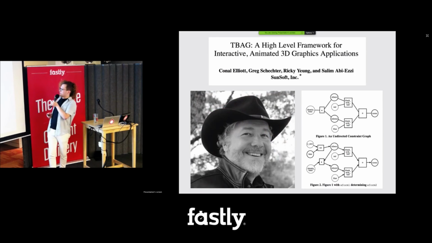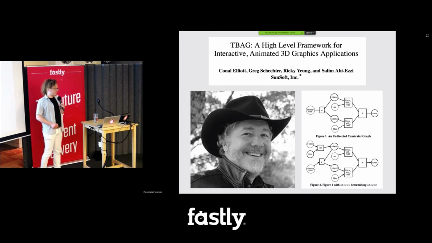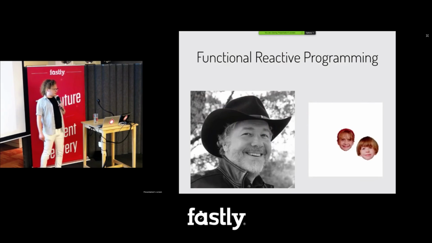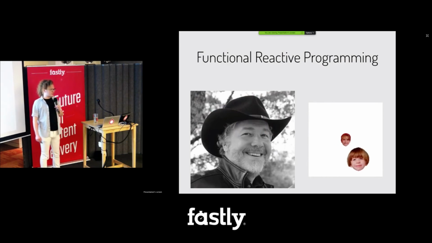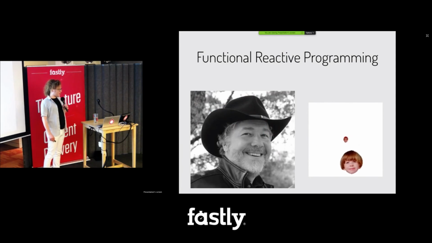What did I get wrong? Oh, yes, Conal Elliott. There we go. There's Conal. And he goes on in 1997 at the International Conference on Functional Programming to present a system called Fran, which introduces this concept of functional reactive programming. And the reason for having Fran is so that you can do animation.